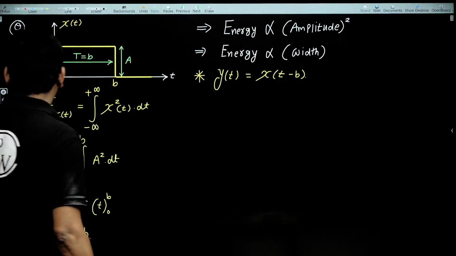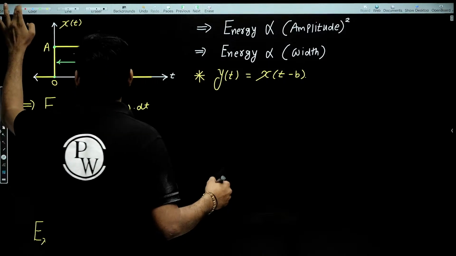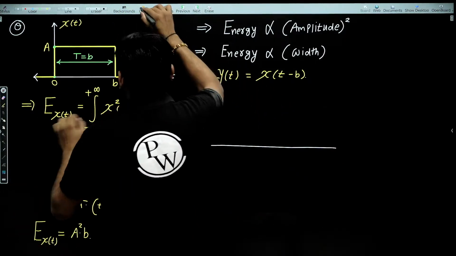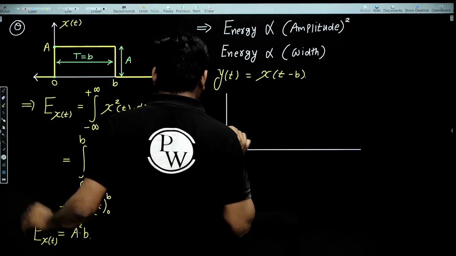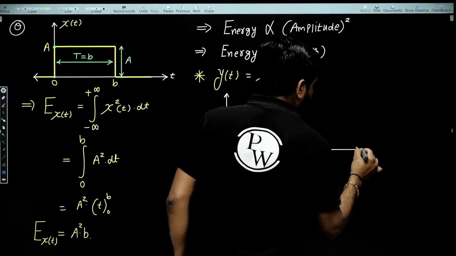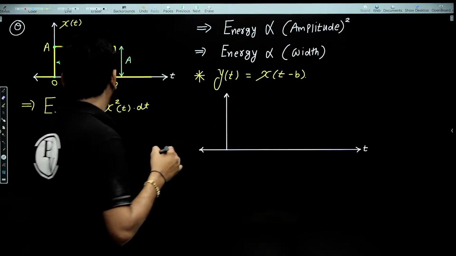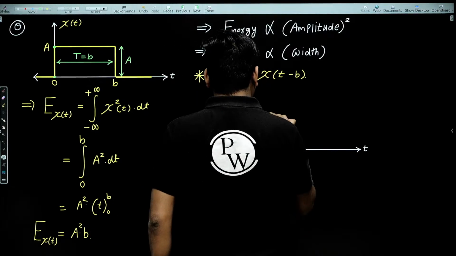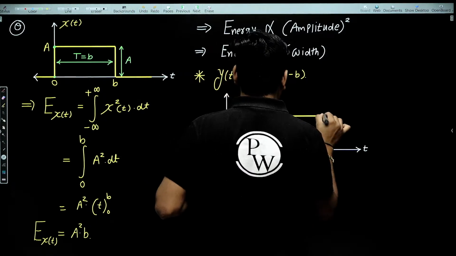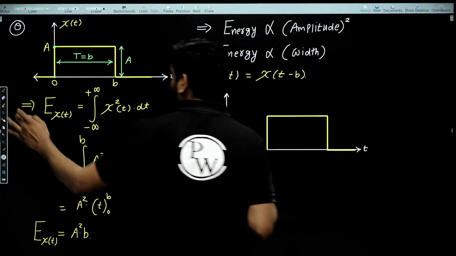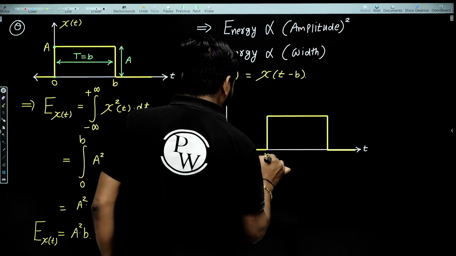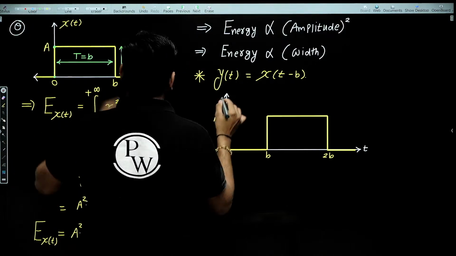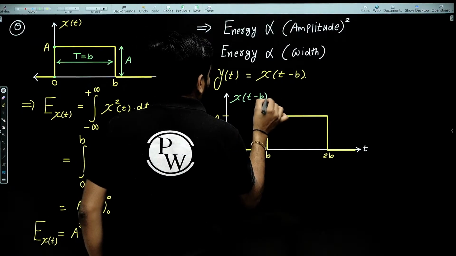T minus b means right shift by b units. The signal will be right shifted by b units, guys. Right shift by b units means add b here. So this is 0 from 0 to b. Now after shifting it will be from b to 2b, there is no change in amplitude. This is x of t minus b.